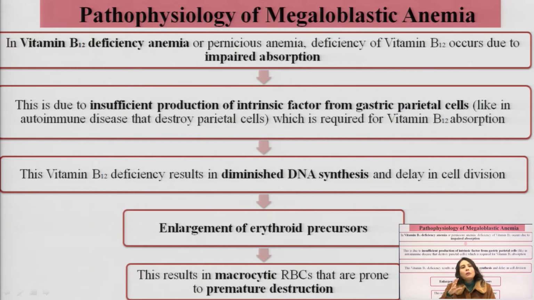Now these large RBCs are released into the circulation, and they are very fragile in nature. Because they are very fragile, they are prone to premature destruction. They will be destroyed very easily. The lifespan of RBCs is basically 120 days, but the lifespan of these megaloblastic or macrocytic RBCs is approximately 40 days. This is what results in anemia.